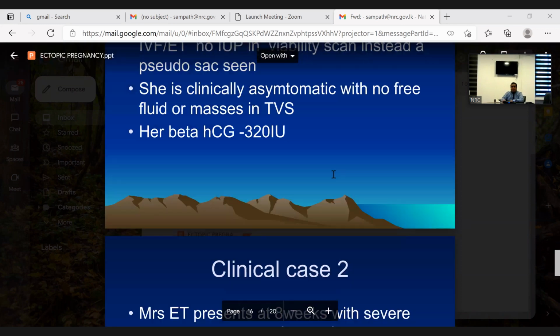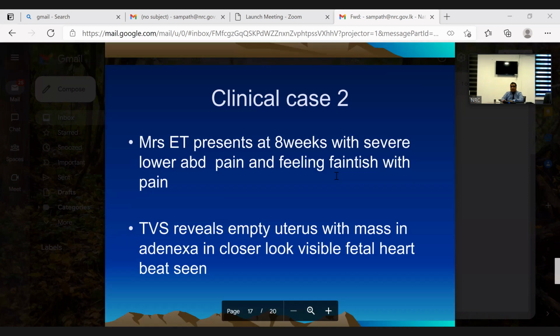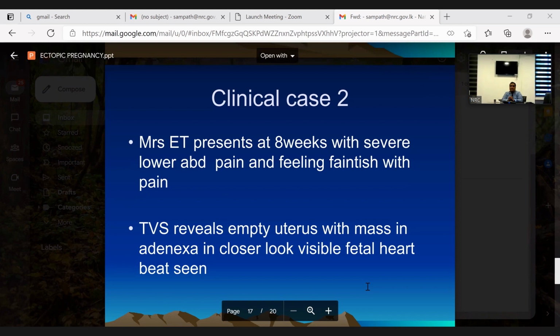Right. And then clinical case 2. Miss E.T. presents at 8 weeks with severe lower abdominal pain and feeling faintish with the pain.